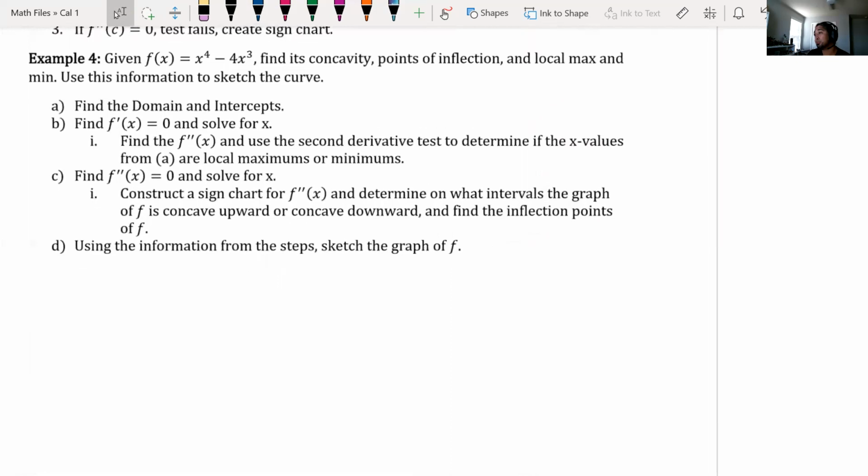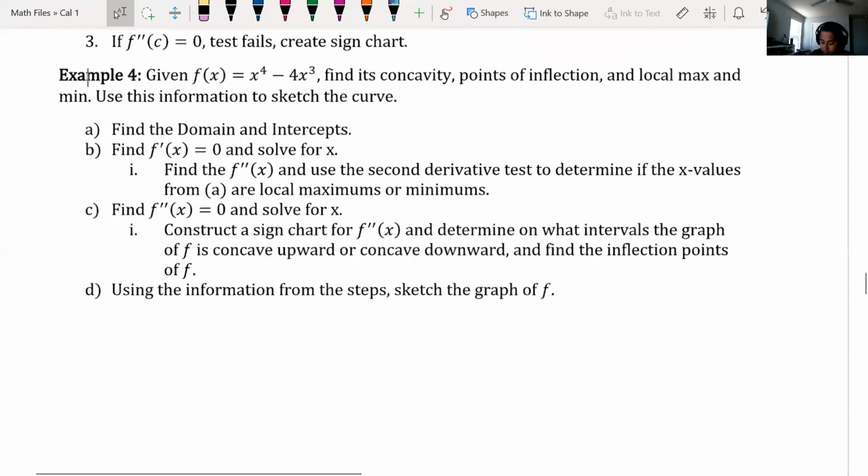So example 4: given the function x to the fourth minus 4x cubed, find concavity, points of inflection, maxes and mins, and use all of this information to sketch the graph. All right, so the first step is to find the domain and the intercepts.